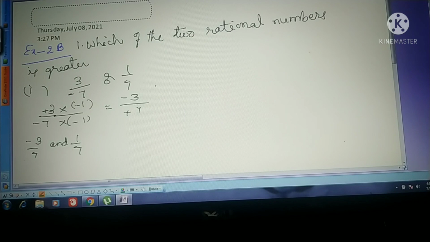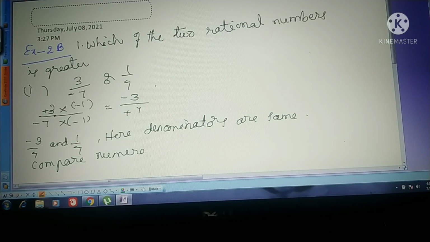Among these two, observe the denominators. Denominators are same here. At that time, what you have to do? You have to compare numerators. What are the numerators here? Minus 3 and 1.